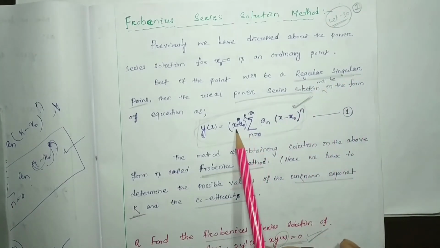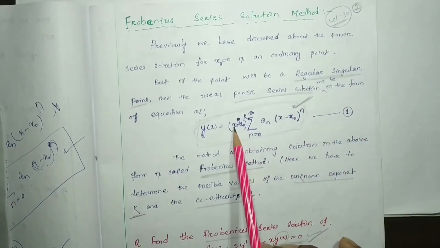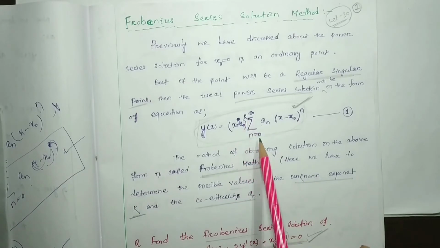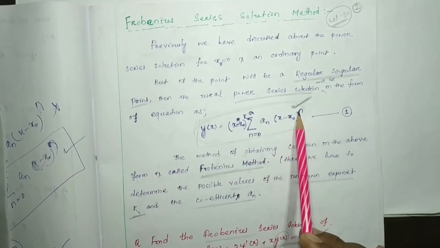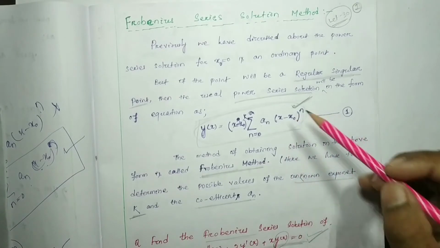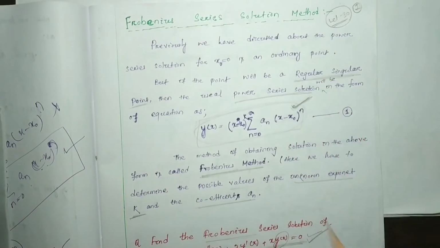Here x0 is nothing but the regular singular point. So what will be the correct one? (x minus x0) to the power k, summation n equal to 0 to infinity a_n (x minus x0) to the power n. Do it. I suggest that you go to the corresponding page of your notes and correct this equation.